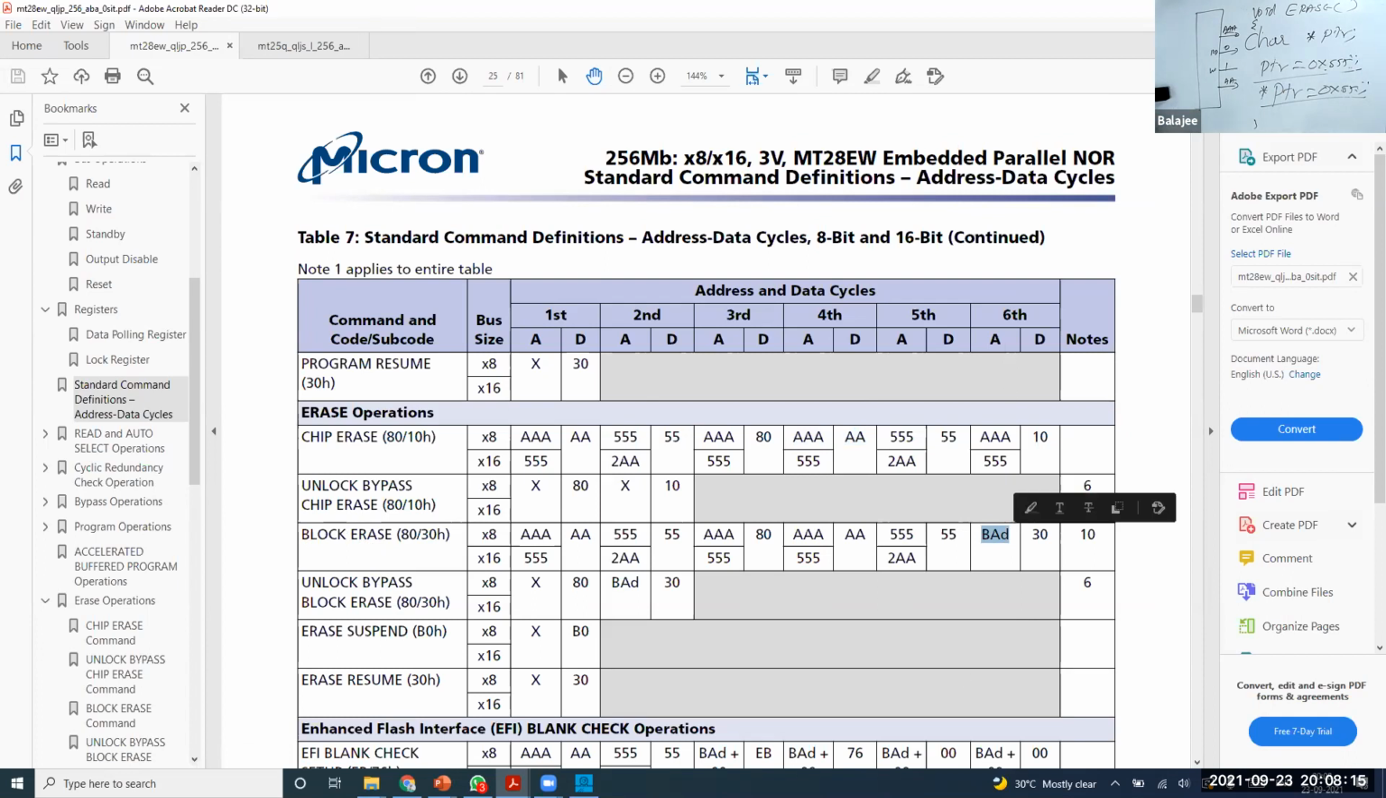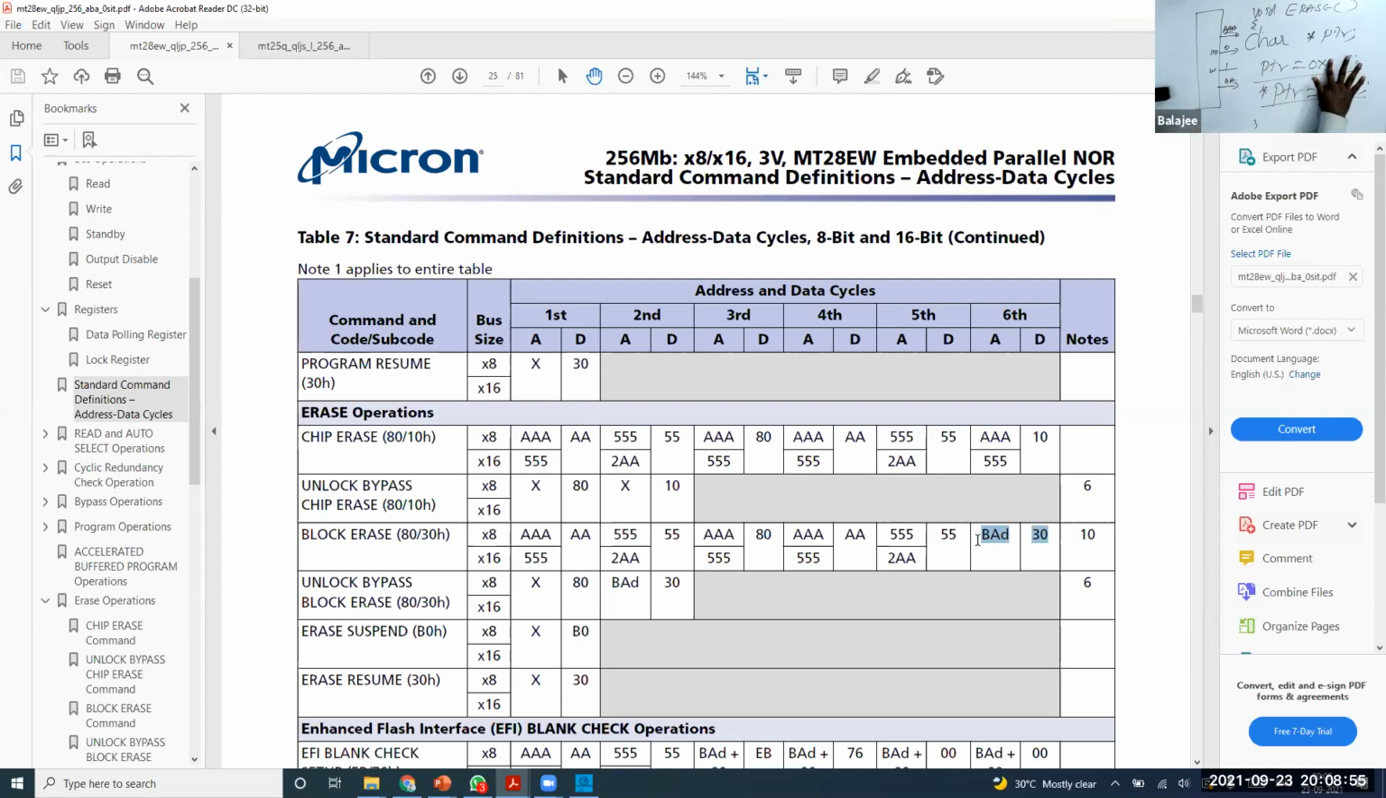On this 8th cycle, in the case of chip erase, I write AAA and the data is 10. The chip understands that it has to be erased. But if instead of AAA I give 001, and then I give 30, because the datasheet said 30, then the flash understands that I want to erase block 1. It will erase only 1 block.